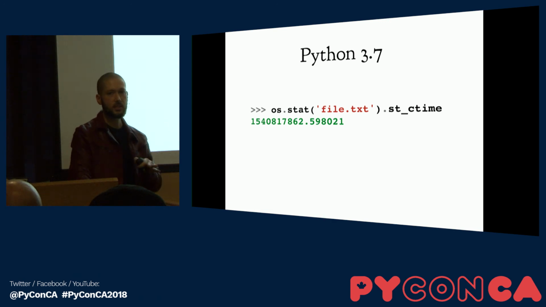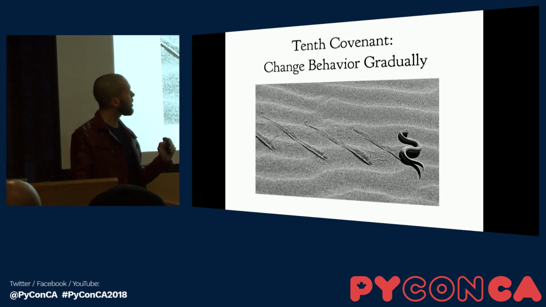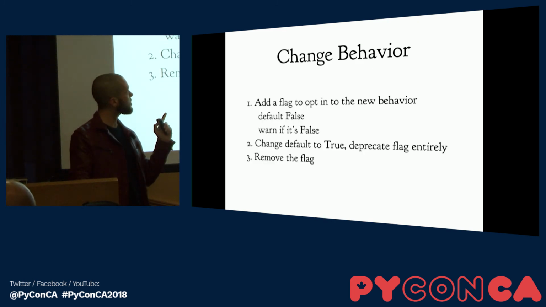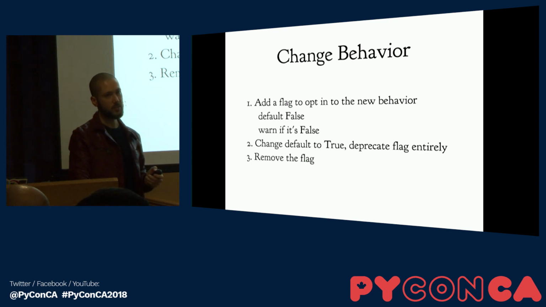So you can see that this is kind of risky. It takes a lot of versions and you have to remember to do stuff in the future. But you can do it. You can learn from this example and change behavior gradually. The steps are that you have to add a flag to let users opt into the new behavior. By default, it's false, and you warn if it's false. Then in the next major release, you swap the default and deprecate the entire flag, and then one more major release after that, you can finally remove the flag.